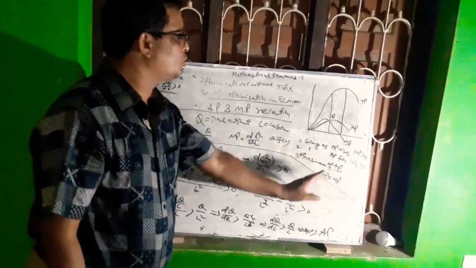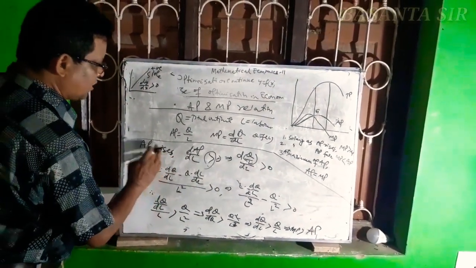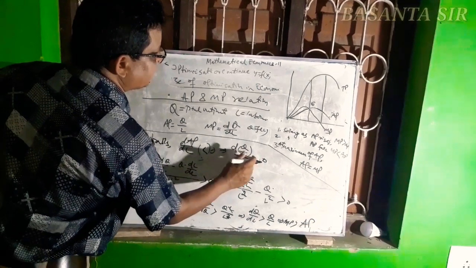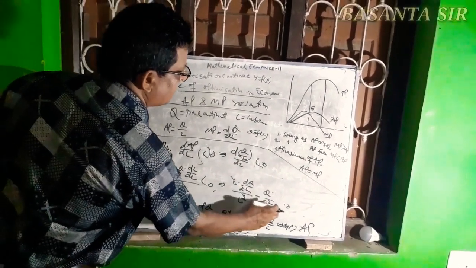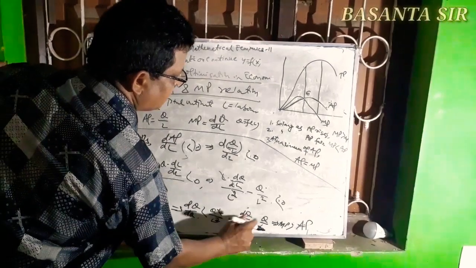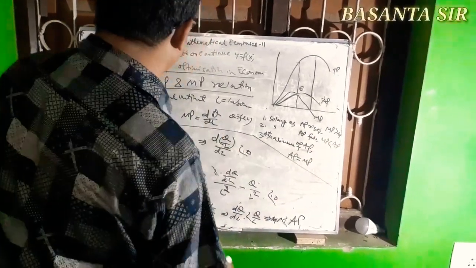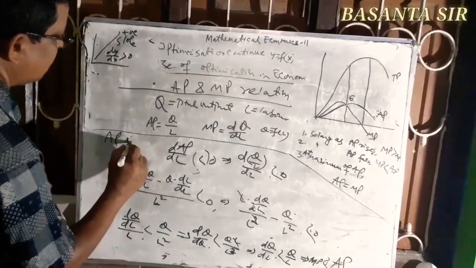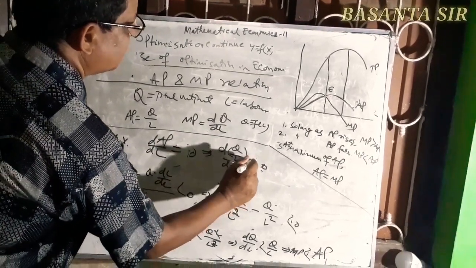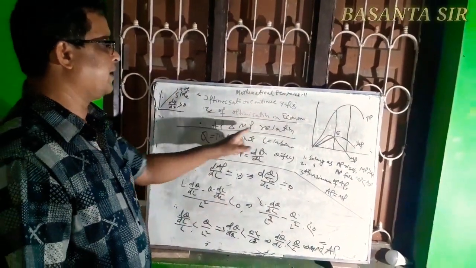Likewise, we can also prove this too by changing only the sign here. When AP falls, this condition will be less than 0. The second condition: AP falls, MP less than AP. So if we take the maximum of AP, what we find? dAP by dL equal to 0, and finally this will be equal to 0. This is the proof of the AP-MP relation theoretically.